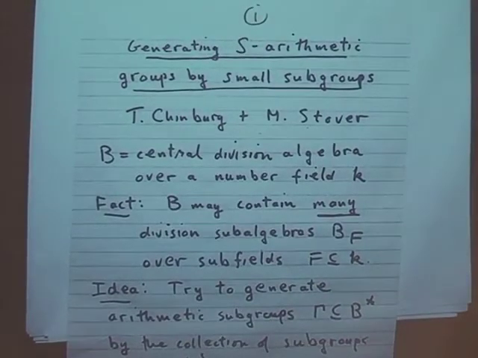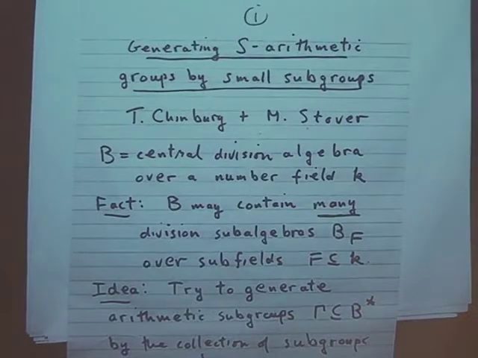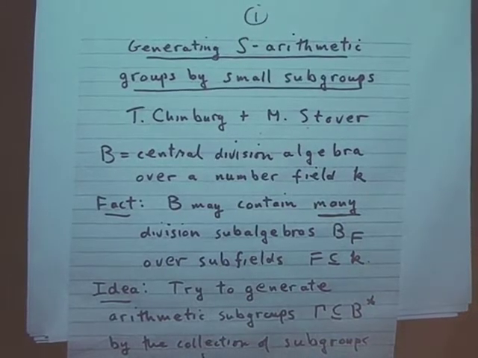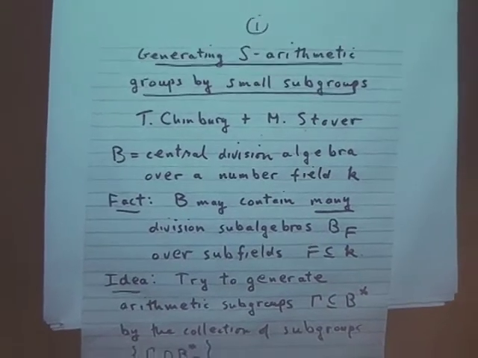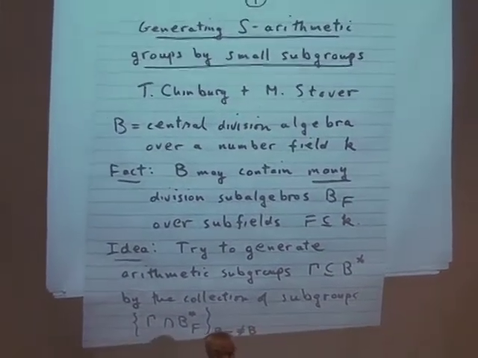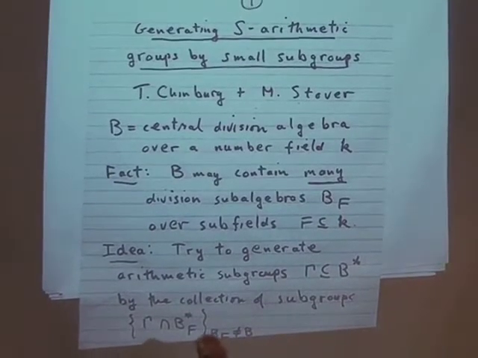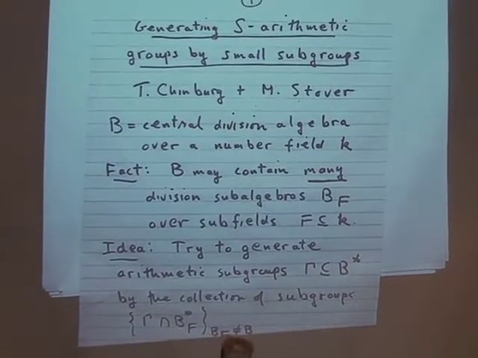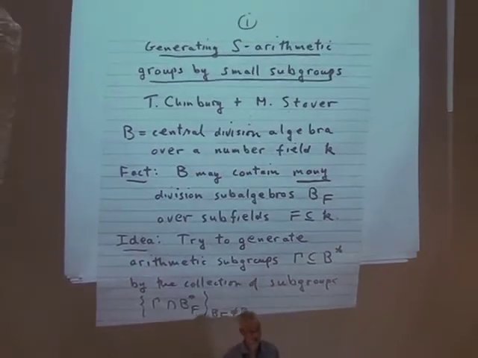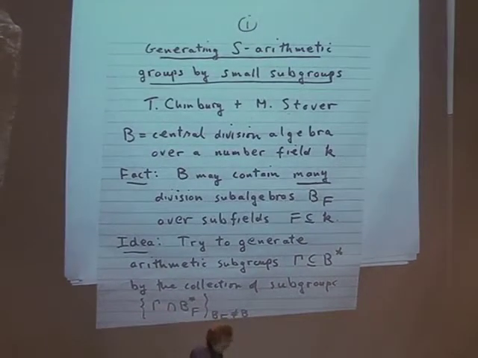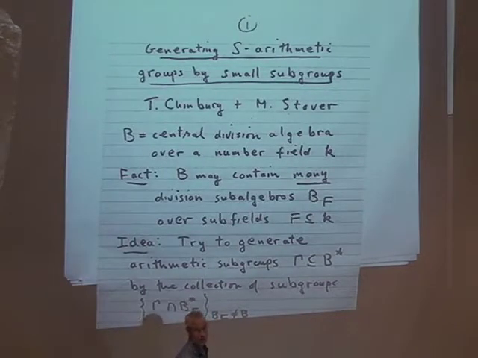So last hour, the arithmetic groups were coming from central division algebras over some number field. And the kind of things we were doing was to take an order inside such an algebra and look at its unit group or its S-unit group. Now, one way to think about subgroups of such things is to say, well, these kinds of division algebras over number fields can have many, many subdivision algebras defined over smaller number fields. And I'll talk about very explicit examples of how that happens.